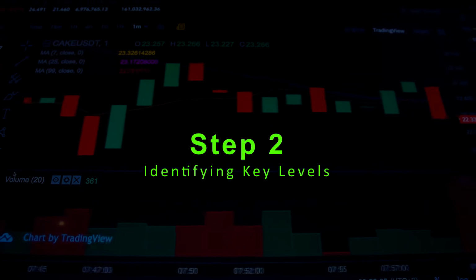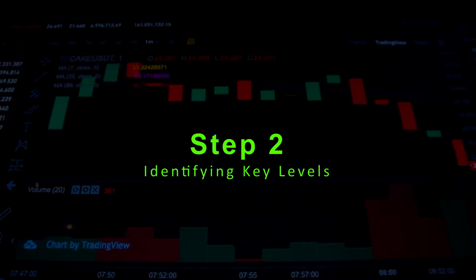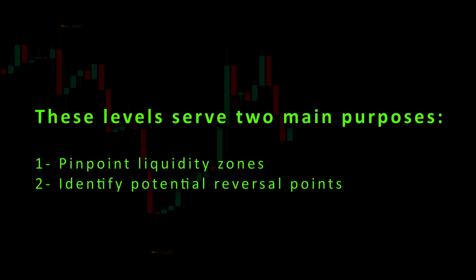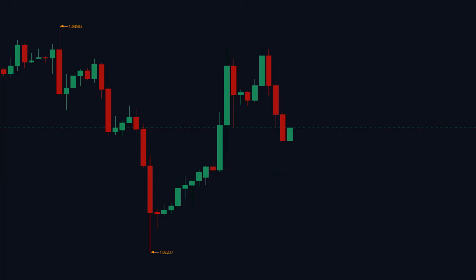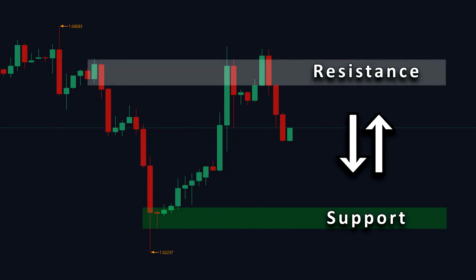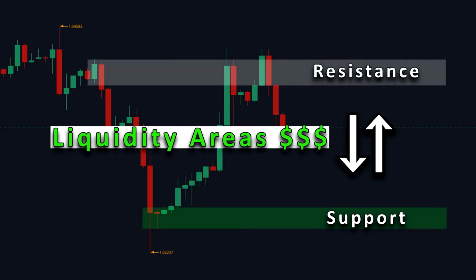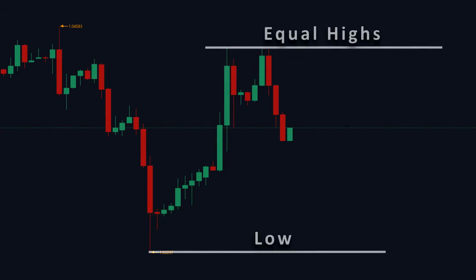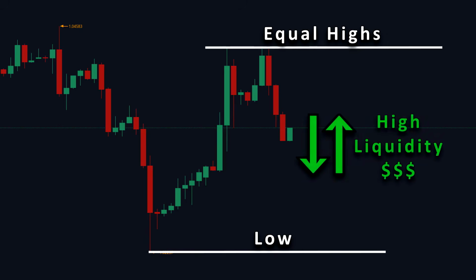Another key aspect of higher time frame analysis is identifying key levels. These levels serve 2 main purposes. They help pinpoint liquidity zones and potential reversal points, which act as our higher time frame targets. When analyzing a chart, we consider traditional support and resistance levels as significant liquidity areas. Equal highs and lows or multiple rejections at a price level often indicate zones where liquidity is concentrated.